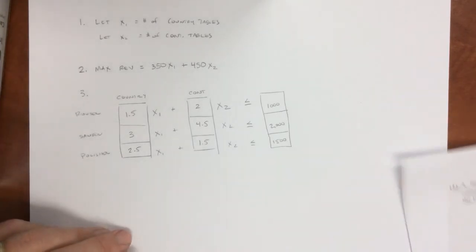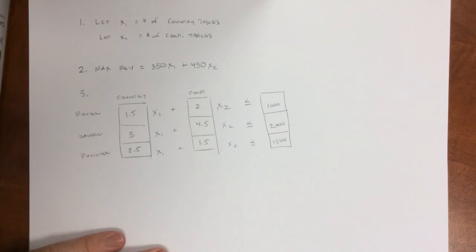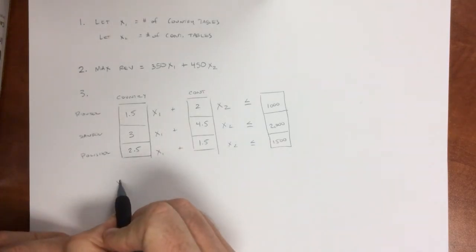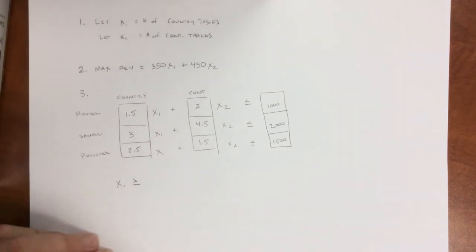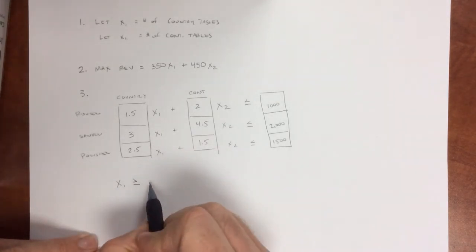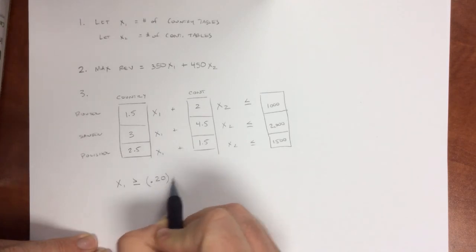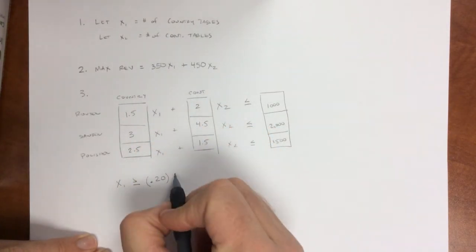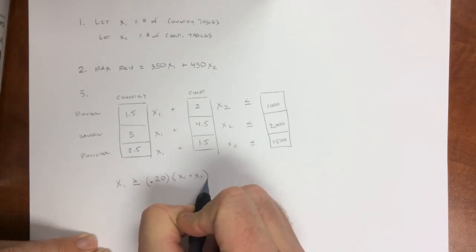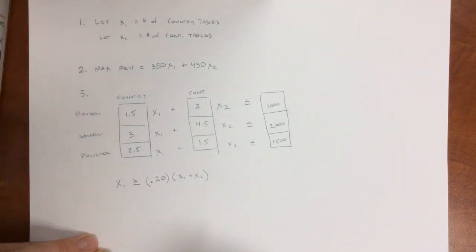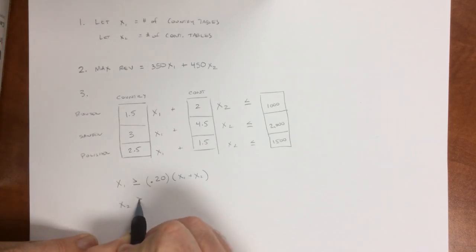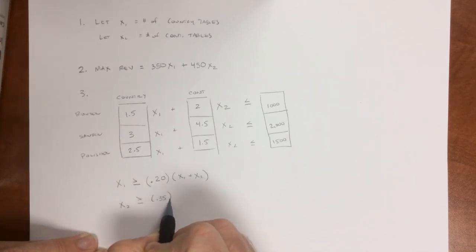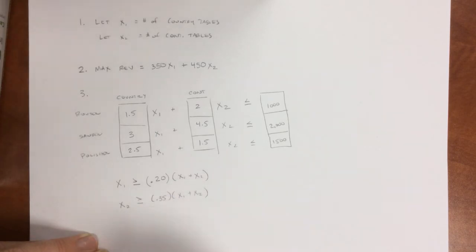But now there's this management issue. Management says that at least 20% of the tables have to be country and at least 30% have to be contemporary. So country tables have to be at least 20% of our total tables. So we'll do 0.20, there's our 20%. Well, what's our total tables that we make? It's the number of country plus the number of contemporary, so x1 plus x2. That's our first constraint with what management says. Our second is that contemporary tables need to be greater than or equal to 0.30 times x1 plus x2.